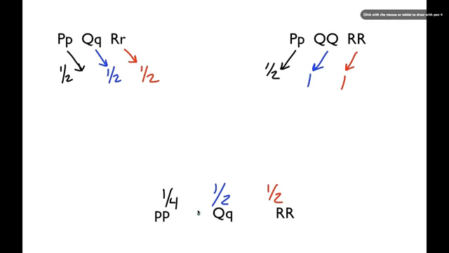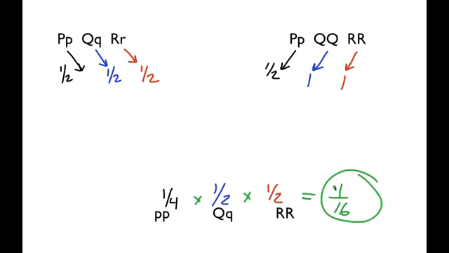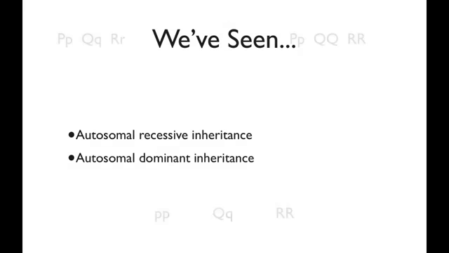So finally, if you want to know what is the probability you're going to get this offspring, you have to multiply these together, because I'm saying this combination and this combination and this combination. And if you do the math, you're going to see the probability is 1/16, which is the answer. And see, that wasn't so bad after all.